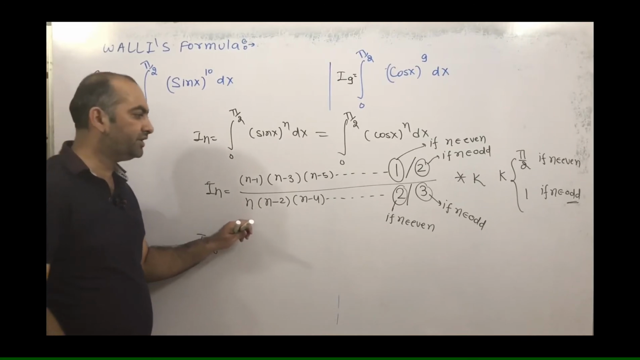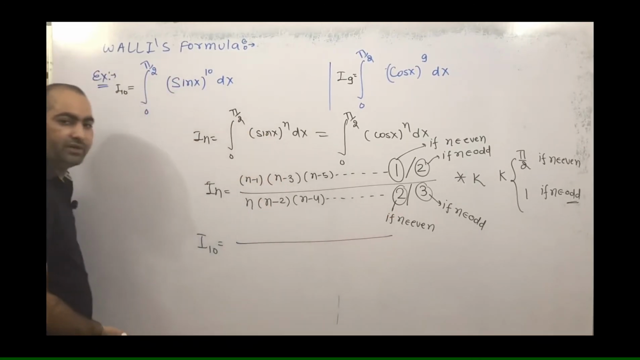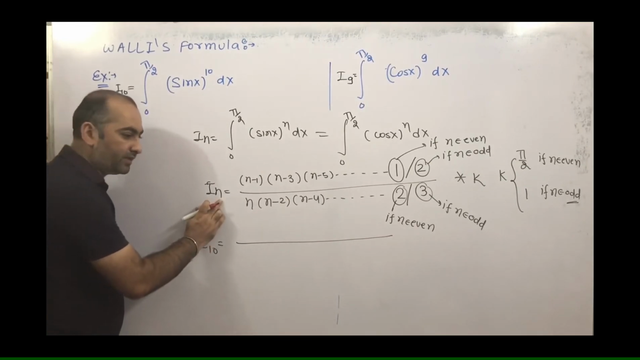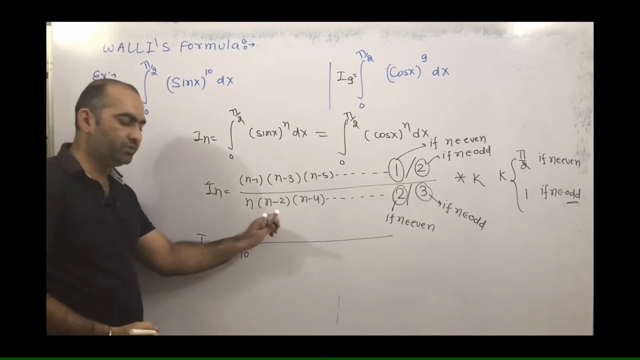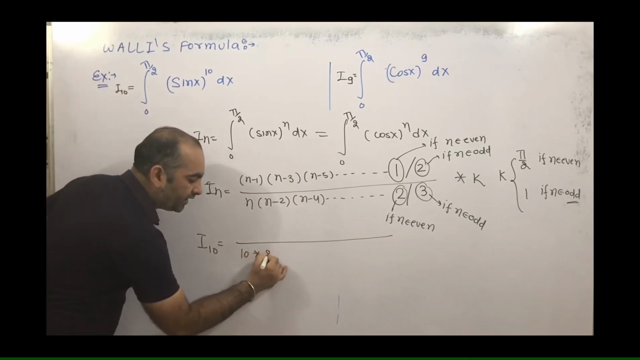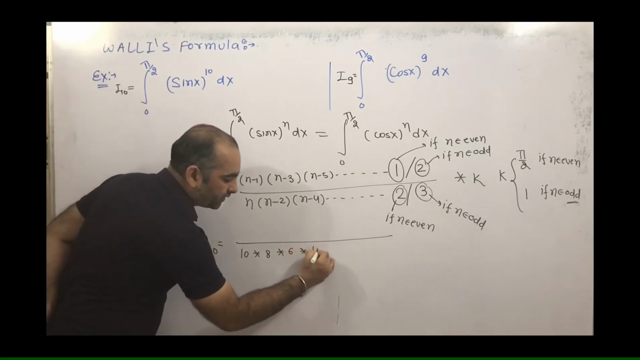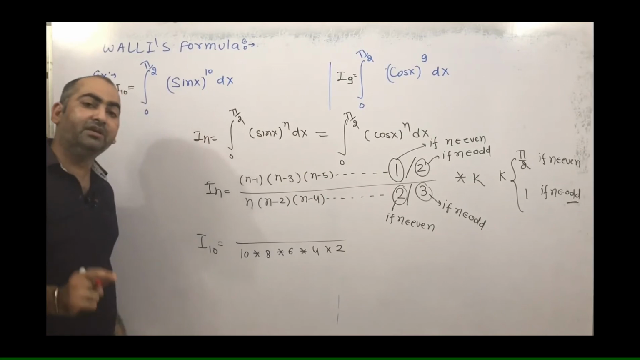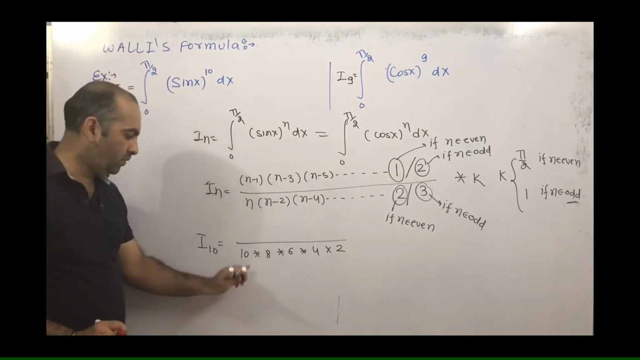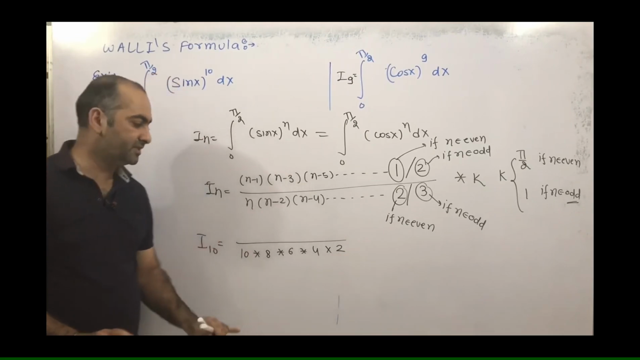So first you write the denominator terms. Starting from where? n is 10, so here will come 10. Then we have to decrease by 2. So 10 into 8 into 6 into 4 into 2. Till 2 we have to go. Correct? So how many terms are coming in the denominator? 1, 2, 3, 4, 5. 5 terms are coming in the denominator.